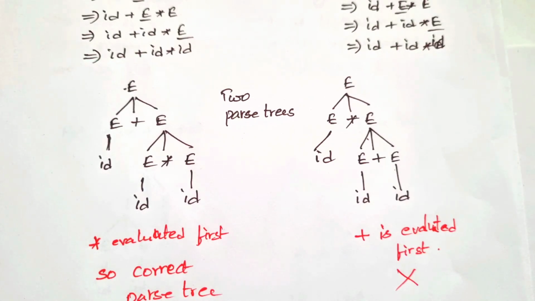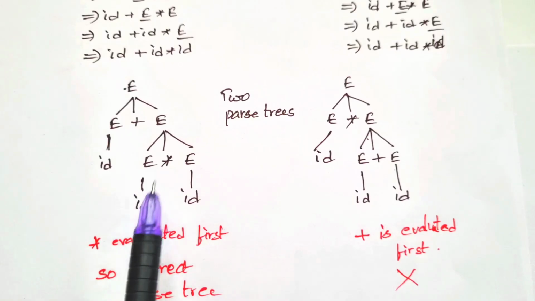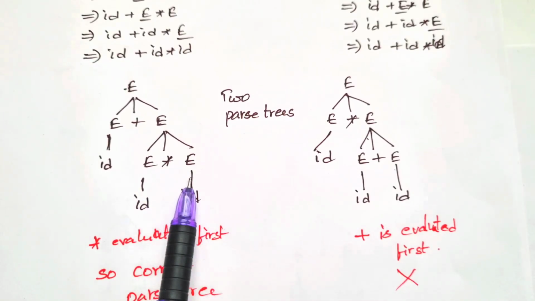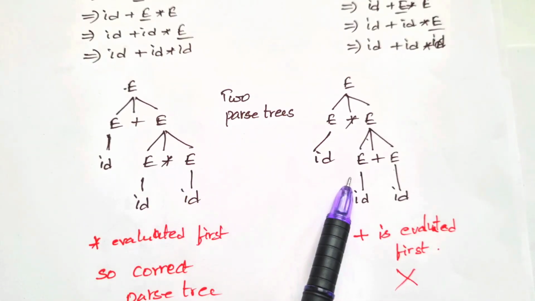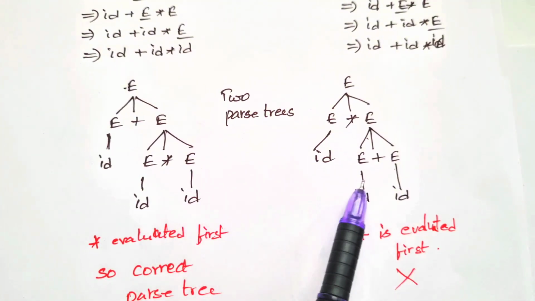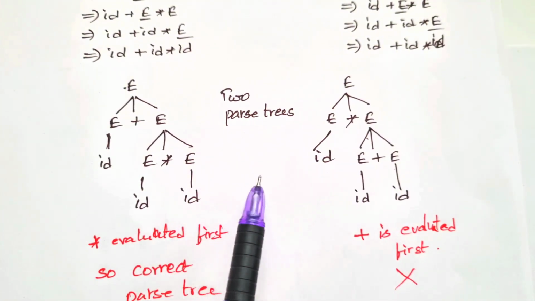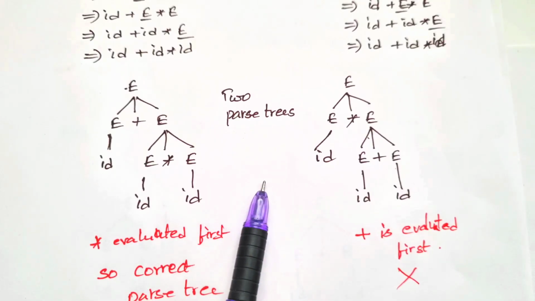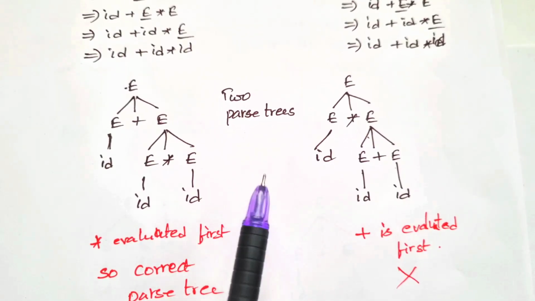But which tree is correct? If you are getting two parse trees, the compiler may get confused about which tree to use to check the syntax. Which tree do I have to consider and which is the correct syntax? It may get confused. That's why we need only one parse tree. Means we need an unambiguous grammar for the compiler.